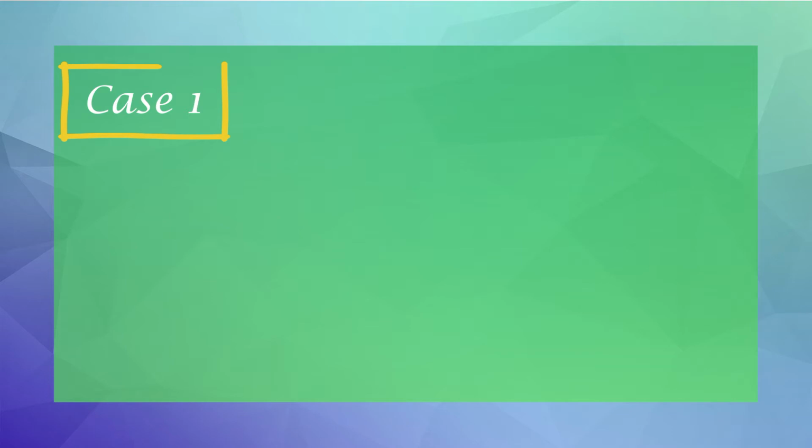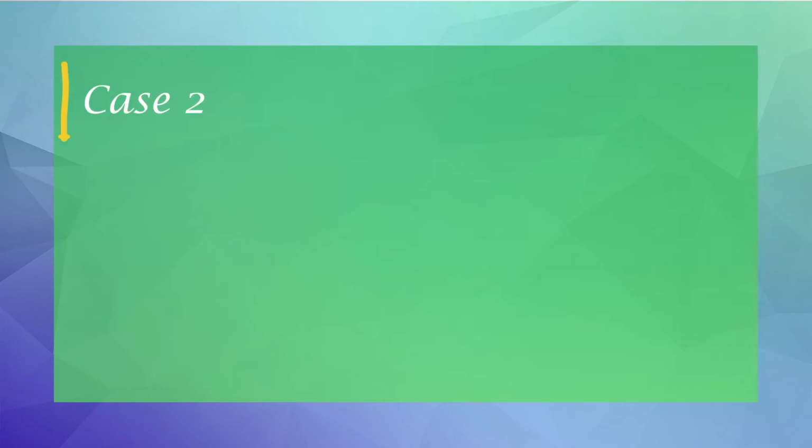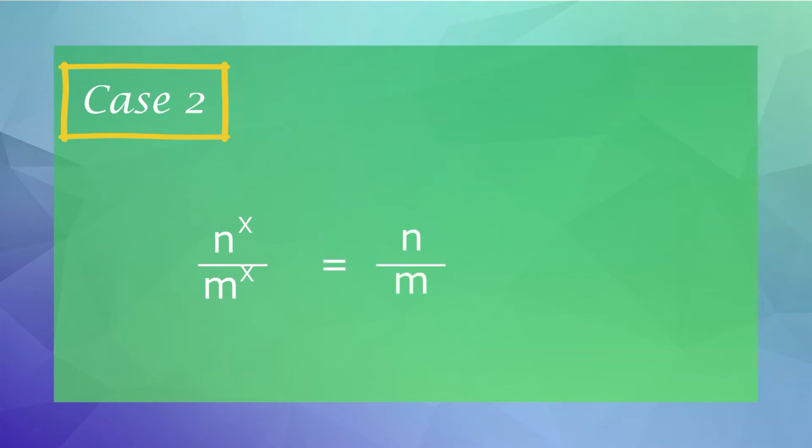Case number 1. For any number n to the power of x divided by n to the power of y, we just simply copy the base n and subtract their exponents, which results in n to the power of x minus y. Case number 2. For any number n to the power of x divided by m to the power of x, we just simply divide the bases n over m and copy their exponents, which results in n over m, closed quantity, to the power of x.